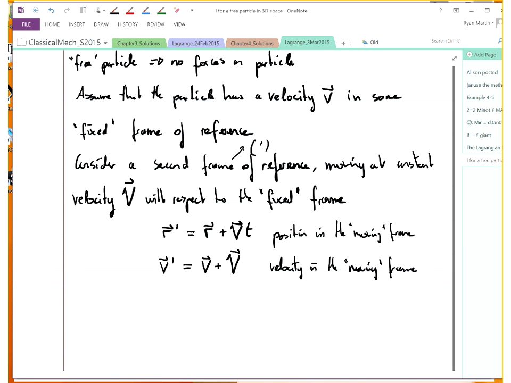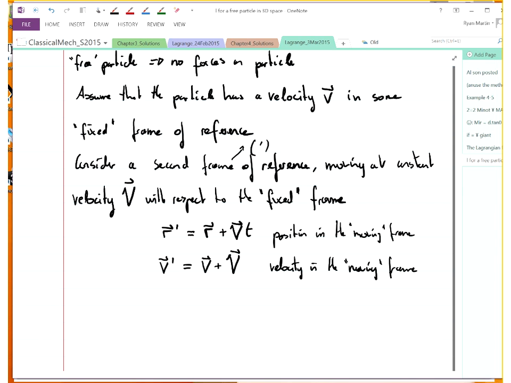Okay, so let's make some arguments now. Remember, our goal is to find what L could possibly be. And L will satisfy the Euler-Lagrange equation. We want a description of our free particle that makes sense, and that will give us ultimately a condition on L.